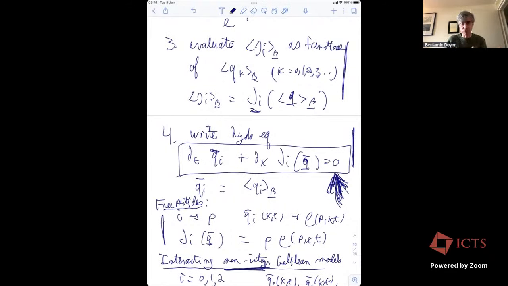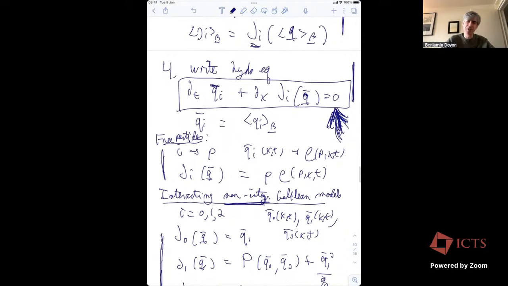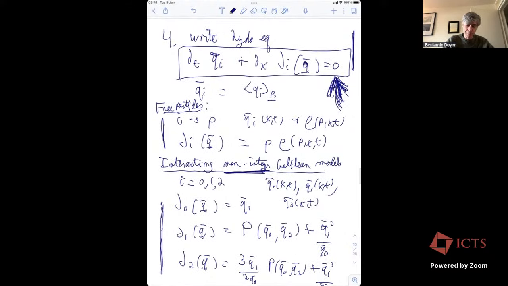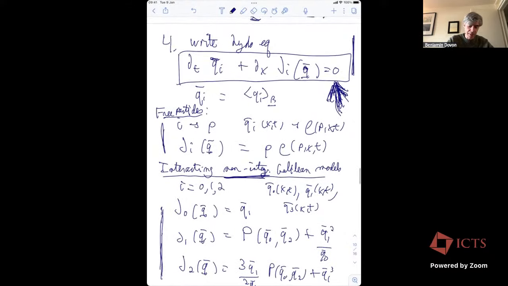It's a recipe. I haven't proven it, and there is no mathematical proof of that in any non-trivial interacting non-integrable model. It is an open problem of mathematical physics. Now, you can apply it for free particles, and for free particles, you can prove that the resulting equation is correct. In free particles, the set of conserved quantities is the momenta.